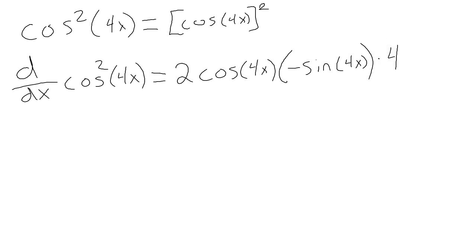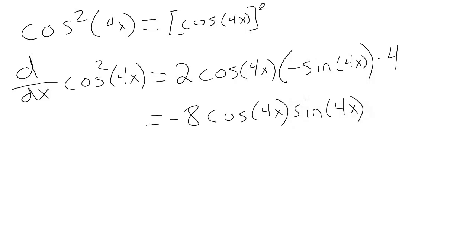Does that make sense? And again, if we wanted to clean this up a little bit, it becomes -8 cosine of 4x sine of 4x. If you look at the one that they have, they actually use the double angle property. If you remember that from our trig days: sine of 2u is equal to 2 sine of u cosine of u. But we would just leave it like that. Alright, what questions do we have on that?